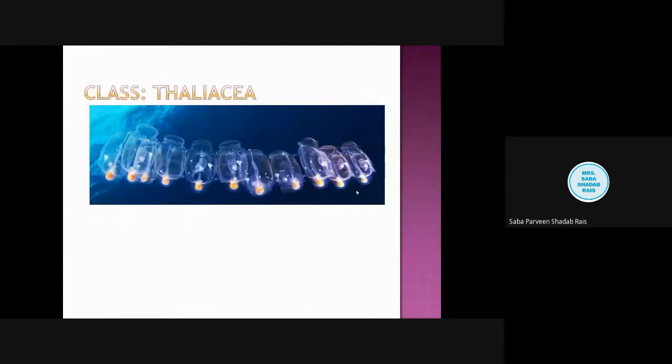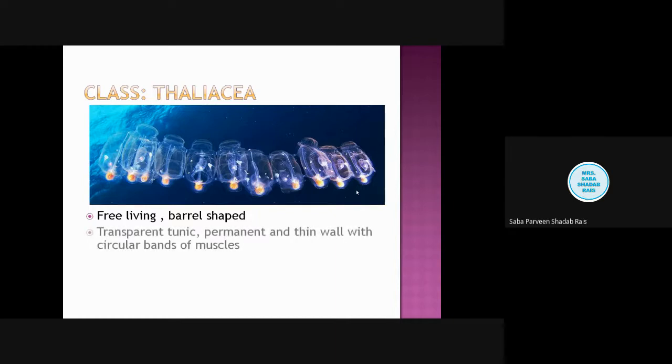Next class is the Thaliacea. When we talk about the general characters of Thaliacea, they are free-living pelagic tunicates. Mostly, you will find them barrel in shape. Their tunic is transparent, permanent and thin, with circular bands of muscle. Students, note down circular band of muscle, because this is the key point to remember about this class. You have to write the reason for Thaliacea as the test with the circular muscle band.